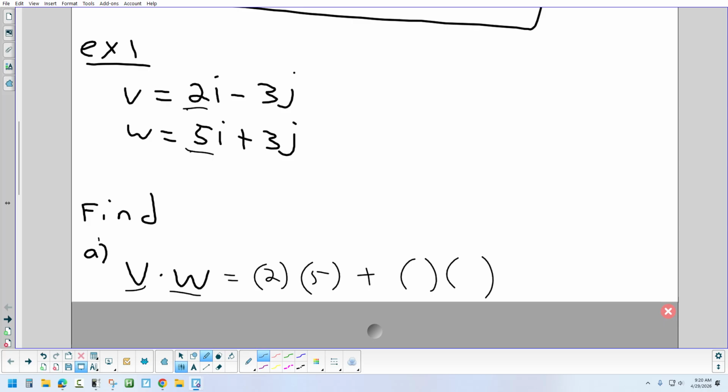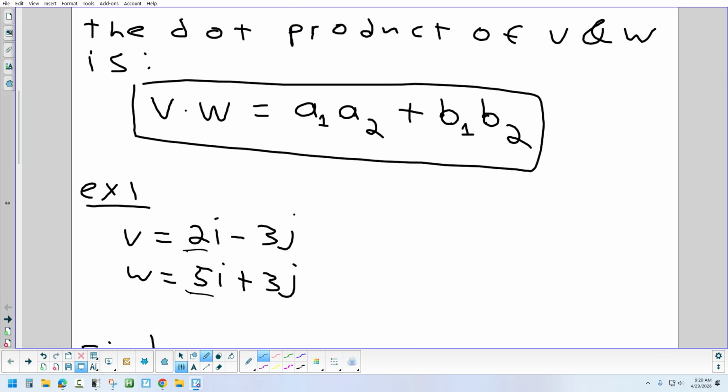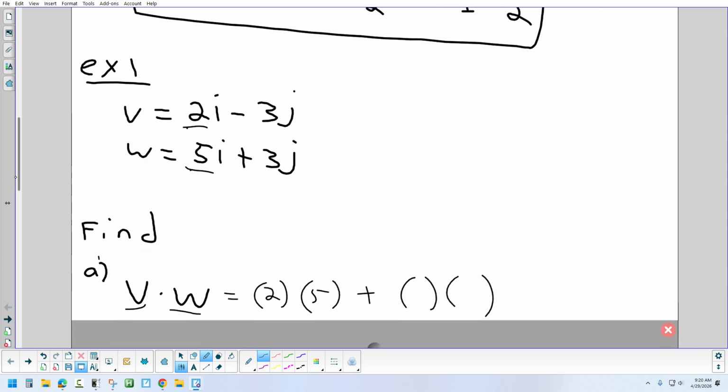So that's your horizontals. And now we're going to do the same thing for the verticals. V first, then W. So what would come next? Yep, -3 times 3. That gives you -9. And 10 minus 9, that does give you 1. Yep. And that is the dot product.